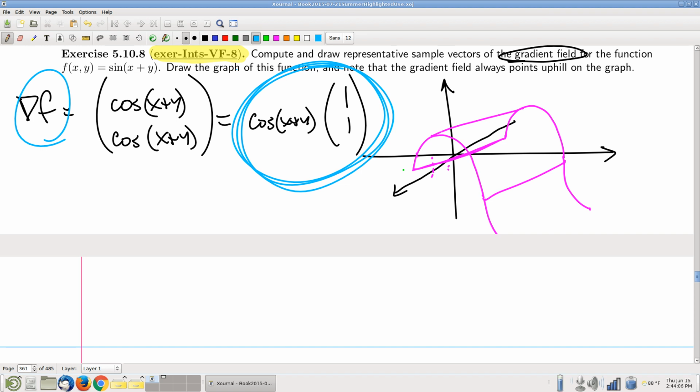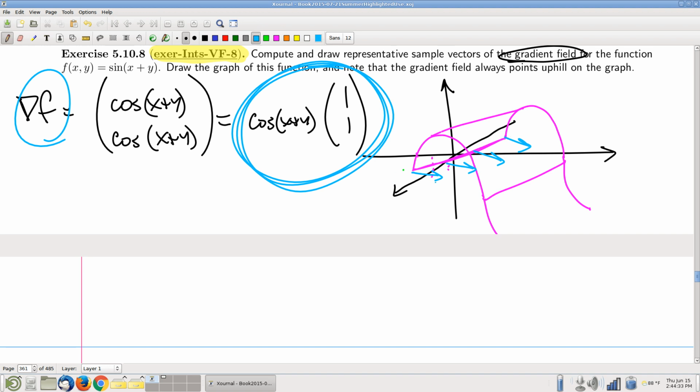So let's, again, plug in a few values. What if x plus y is equal to 0? When we're on that line where x plus y is equal to 0, cosine of 0 is 1, and so we actually get (1, 1), so we get a big vector pointing in that direction. Notice that points uphill on the graph, right?